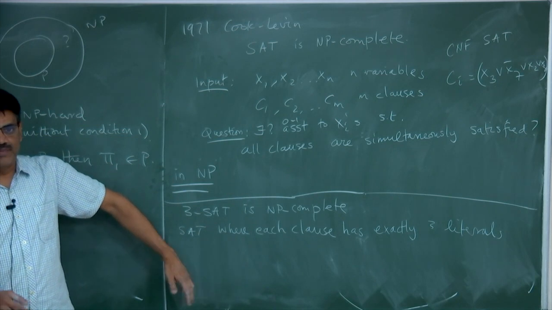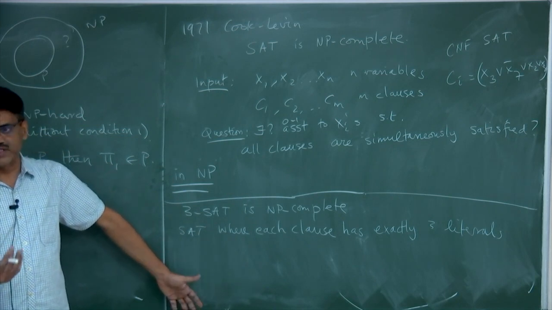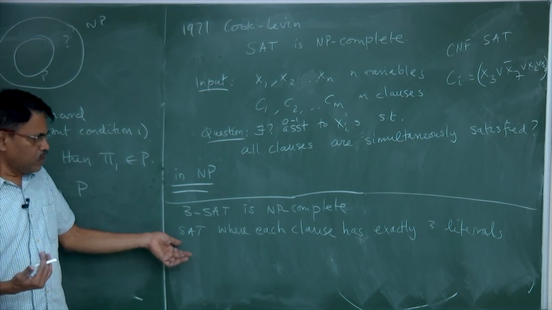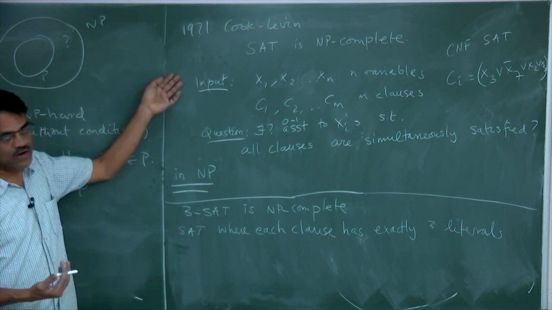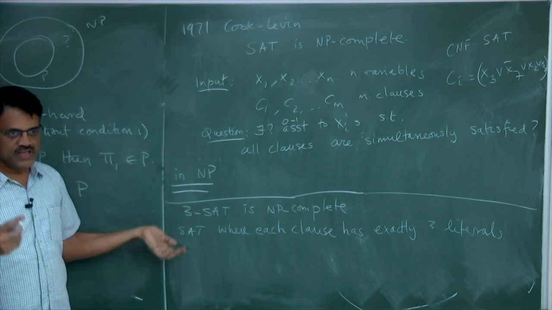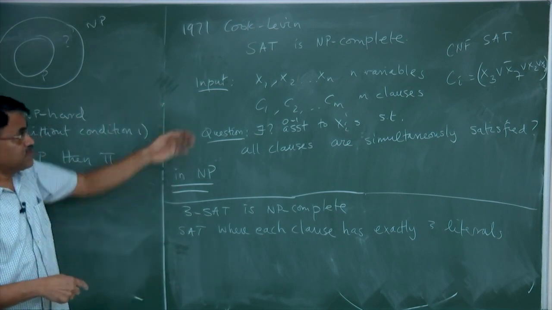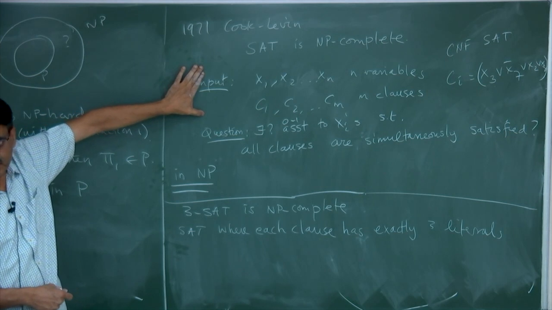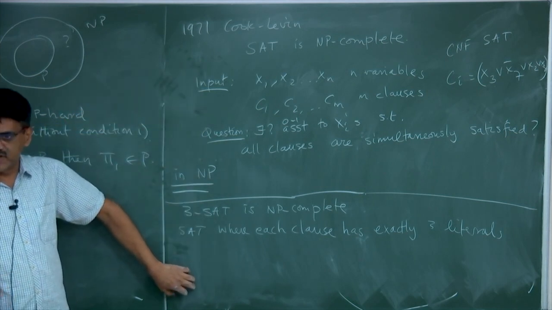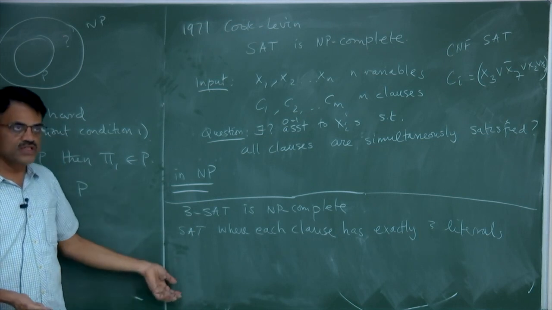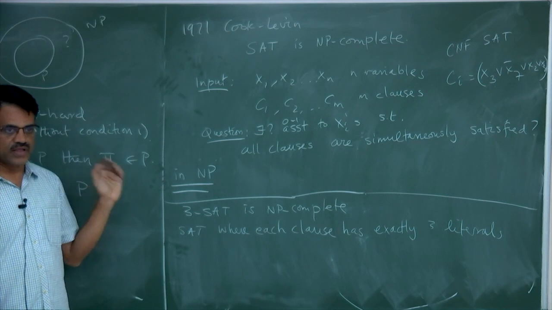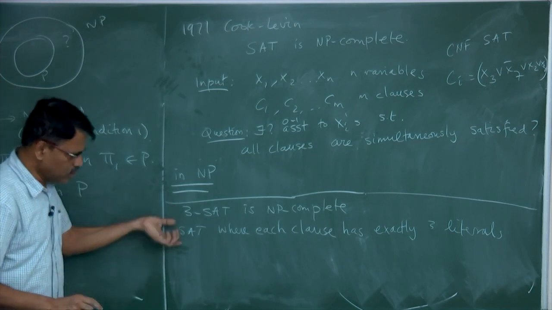Showing its NP-completeness is a stronger result. Notice that if I show this is NP-complete, it will follow that SAT is NP-complete, because SAT is a more general version. If SAT is poly time solvable, 3-SAT would be poly time solvable as well, because it is a restricted version. So, showing a restricted version is hard is a stronger result. That is the point I want to make. This also we will do tomorrow.